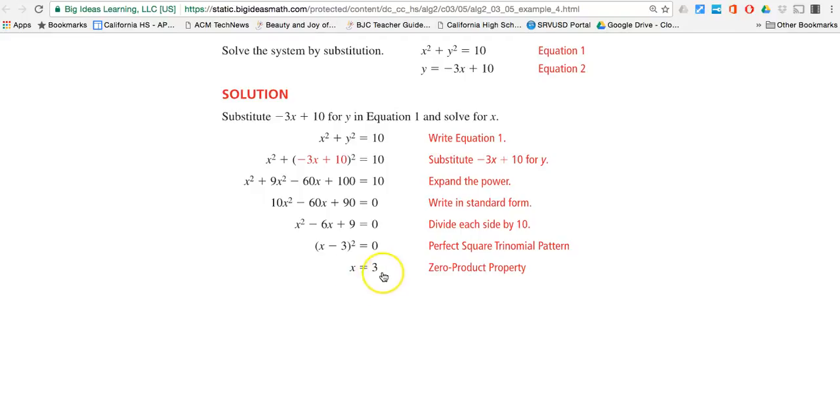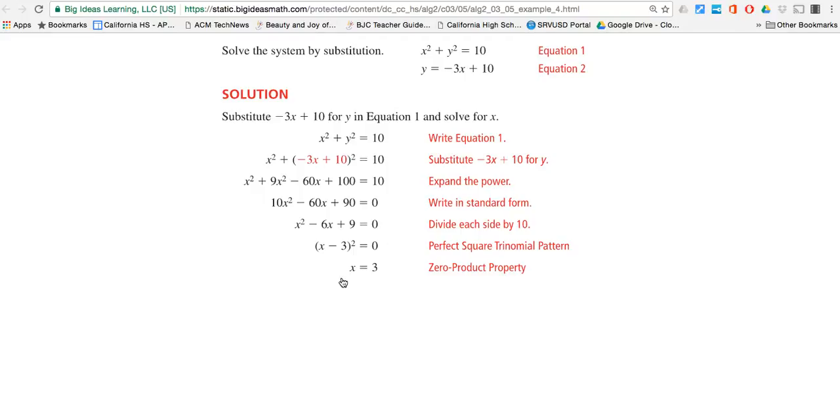What you're going to do is when you solve this, by your zero product property, if you have x minus 3 times x minus 3, your only solution is x equals 3. Also, if you took the square root of both sides, x minus 3 equals square root of 0, which is just 0, you get x minus 3 equals 0. So x equals positive 3.